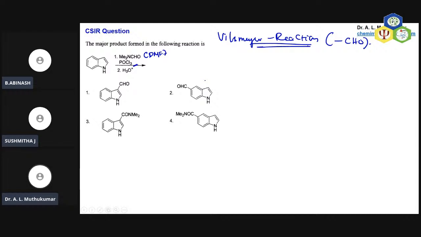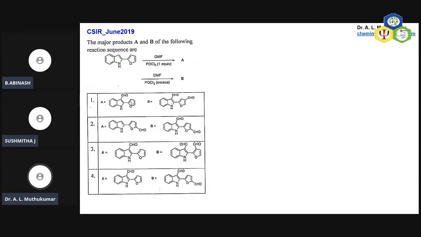So we know that which is the most reactive position of indole. That is C3 position is the most reactive position of indole. Just an aldehyde group is introduced at the C3 position. Can you say what is the right answer? That is option 1 is the right answer. Straightforward 2-mark question. Okay. We have one more question. I think this is a 4-mark question.